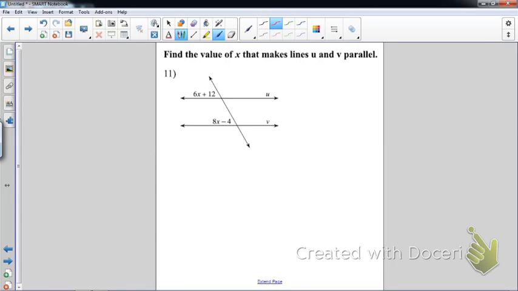So the next example that we have, what I'm looking for here is to go ahead and figure out what x is. That's what I want to know. I want to figure out what x is.